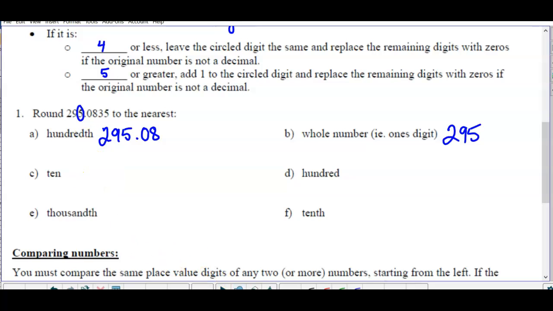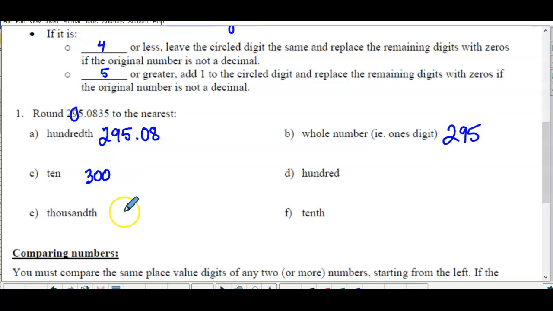Nearest 10. The 10's digit is the 9. Now this is 5, so 5 makes the 9 go up 1. So when we add 1 to 9, we get 10. So it's like adding 1 or carrying that 1 from the 10 to the next place value. So that's going to be 300.